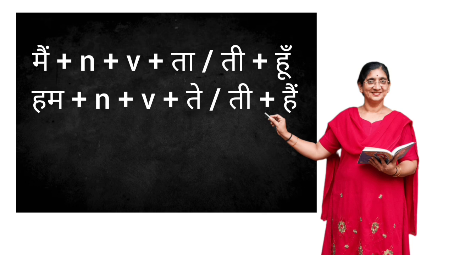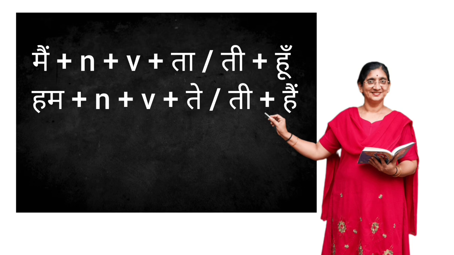A present tense sentence starting with first person plural हम, that is we, will end with हैं, that is are, and it will have a noun and a verb in the middle of the sentence. And here is the difference. Along with the root verb, we will be using ते to represent पुल्लिंग, that is masculine gender, and ती to represent स्त्रीलिंग, that is feminine gender.